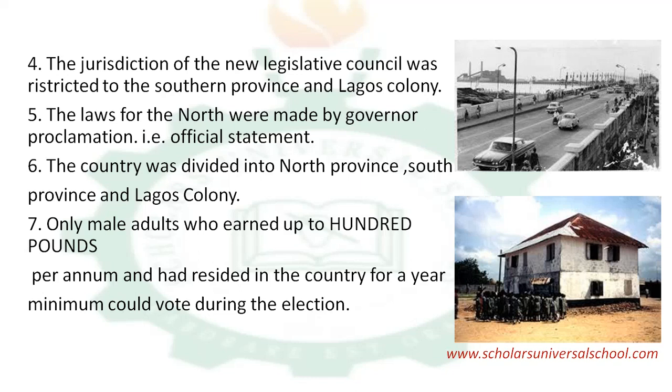But note, you may be asked in the exam the requirements for eligible voters in the Clifford Constitution. It is that anyone that will vote then will be earning up to £100. Take note, £100, and must have been residing in the country for at least 1 year. Take note of that. And for JAMB purposes, Lagos was annexed in 1881, so don't forget that.